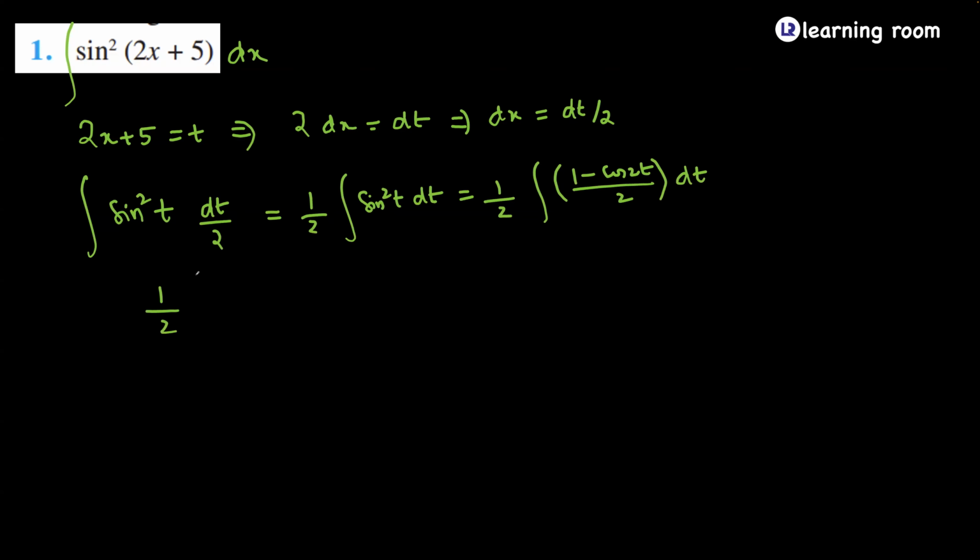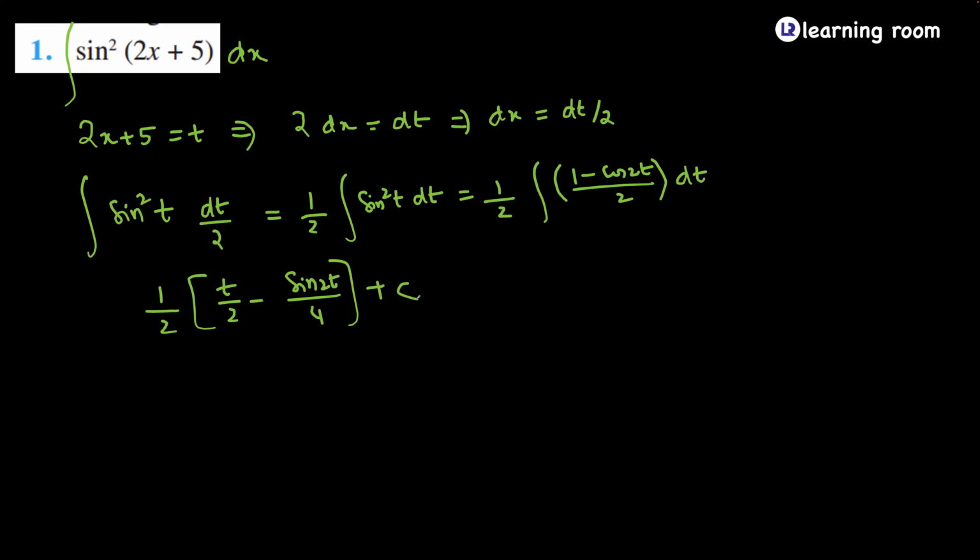So half into half dt is going to be t/2 minus the integral of cos 2t, which is going to be sin 2t/2, but there is already a 2 in the denominator, so it will become 4, plus c. Did you understand? This half is due to the dt by 2, and this half is because of the formula. So actually it is 1/4. Makes sense? Did you understand the logic?